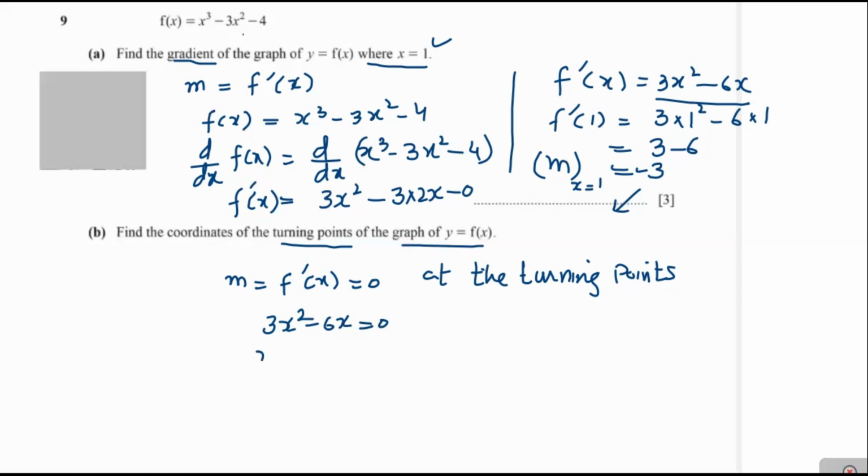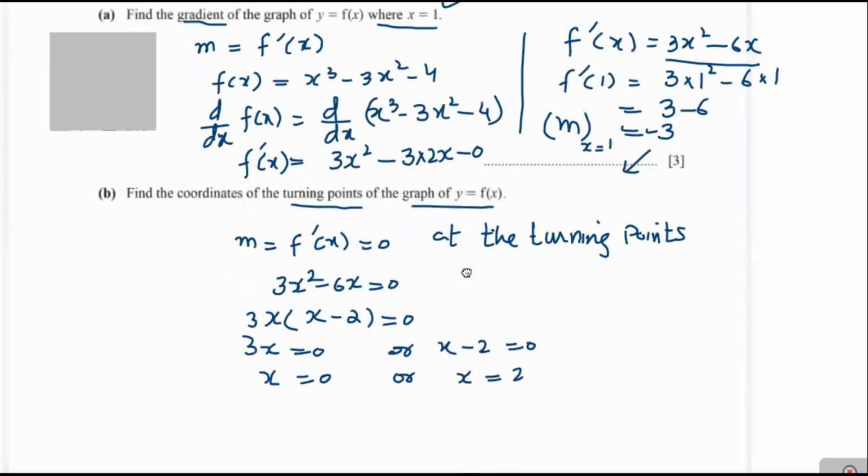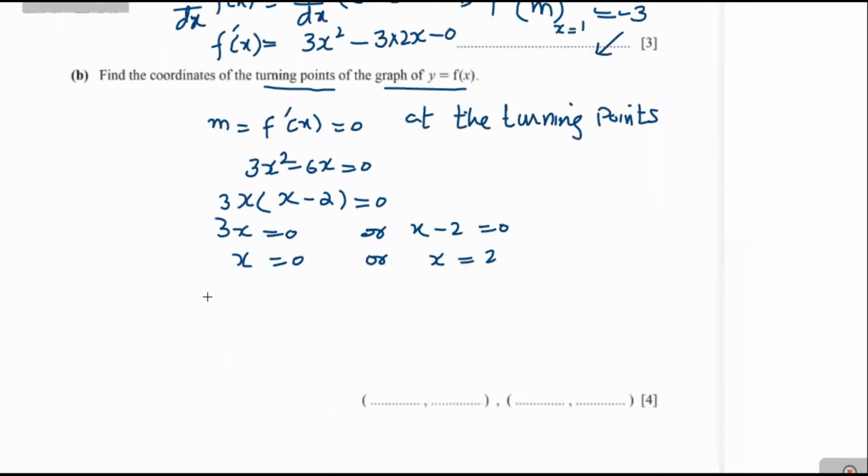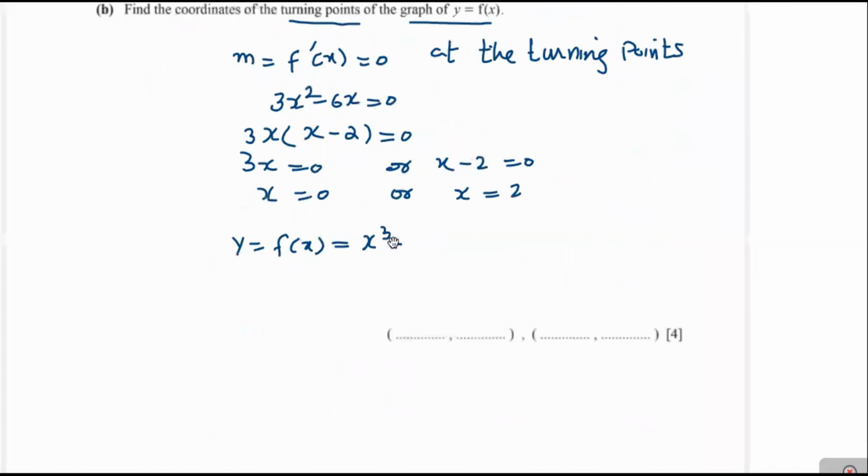Now we take the common factor 3x. Now we get 3x times x minus 2 equal to 0. And we can write either 3x equal to 0 or x minus 2 equal to 0. So x will be equal to 0 or x equal to 2. Now we have to find the coordinates of this graph. y equal to f of x, and f of x equal to x cubed minus 3x squared minus 4.